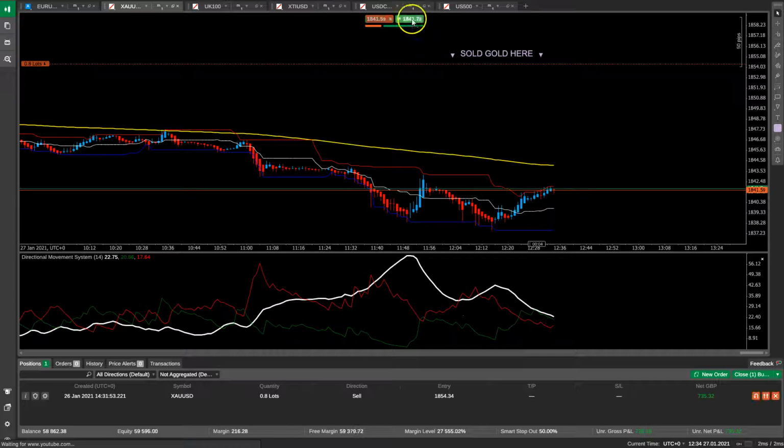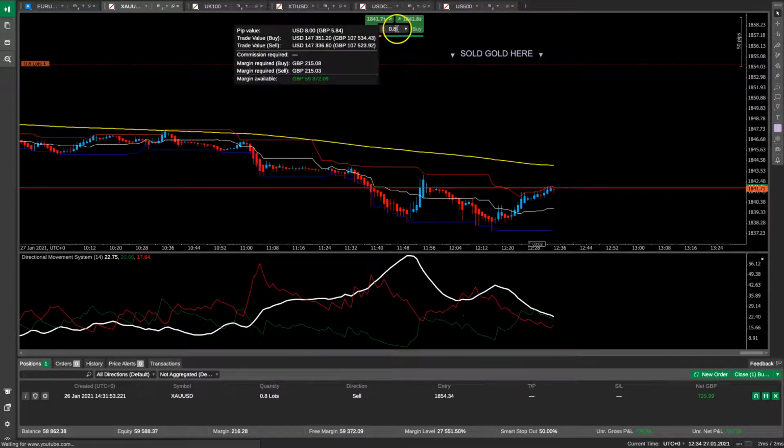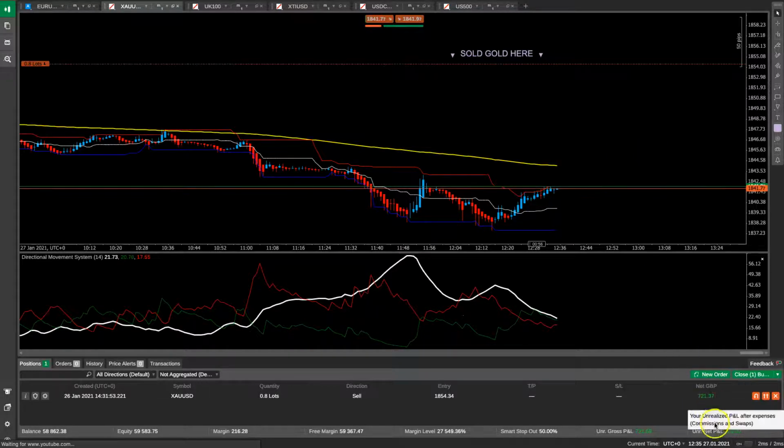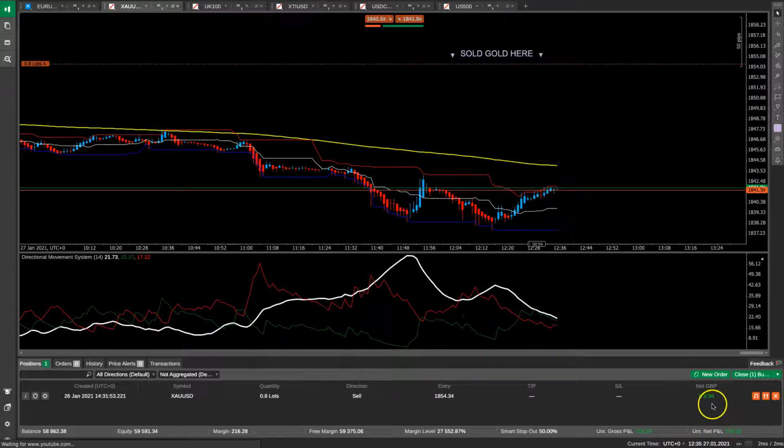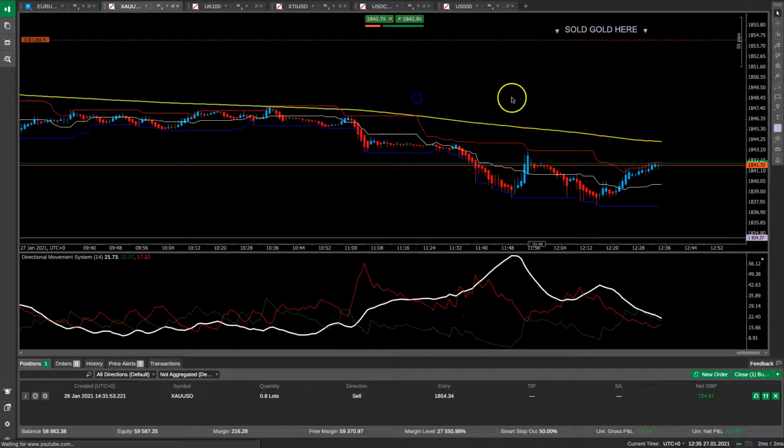So this is a gold position that I took on yesterday. You can see 0.8 of a lot, £215 used, and we're already up to £730 profit. And for those who have not seen my previous videos, the yellow line is a 200 moving average.